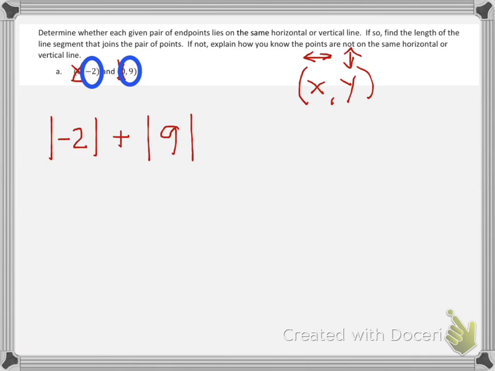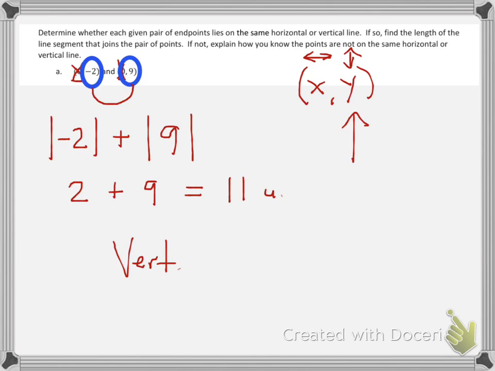And what we're finding here is the distance. Remember, absolute value is a distance. So we're finding the distance that -2 is from 0. Well, that's 2. Plus the distance that 9 is from 0. Well, that's 9. And we find the total distance then is 2 plus 9, which is 11 units. And we know that it's a vertical line because it was the y values that changed. And since the y values change, that is our up and down value. So this is a vertical line.